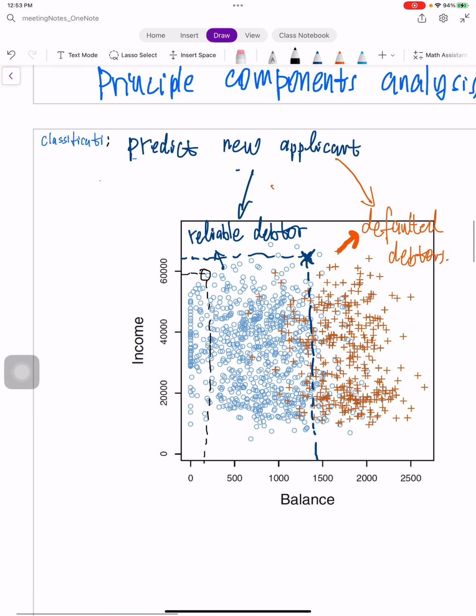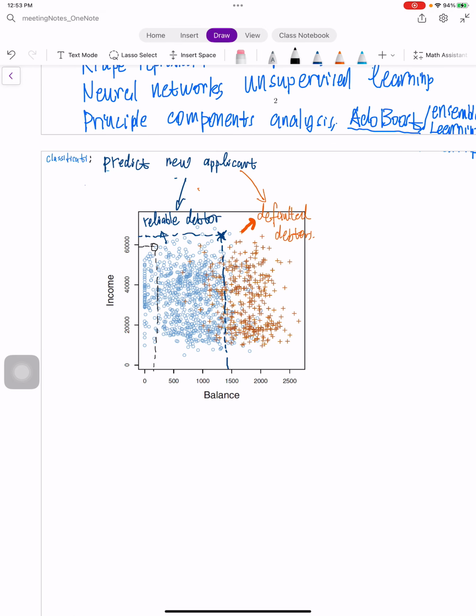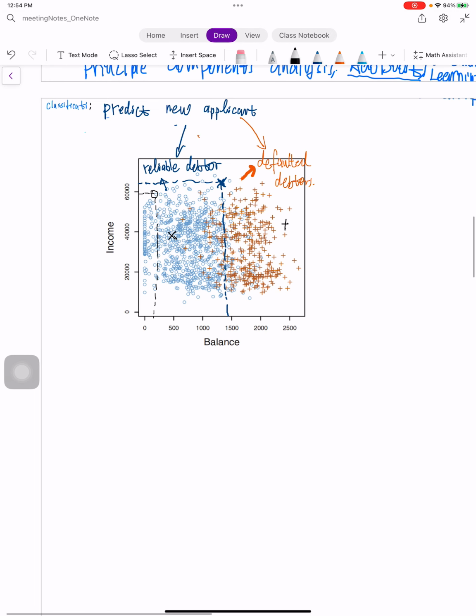So think about it. How are you gonna classify this? Probably if you know the candidate is here, you can classify him as a reliable debtor, right? If this new applicant is around here, maybe he has a high risk of being a defaulted debtor. But how can a machine make the decision rule? Because for credit cards like Amex or Chase, each day you have hundreds or thousands of applicants. You want to use the machine to filter the applicants first, right? So how can a machine tell that?